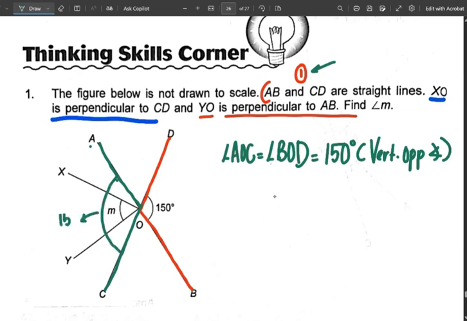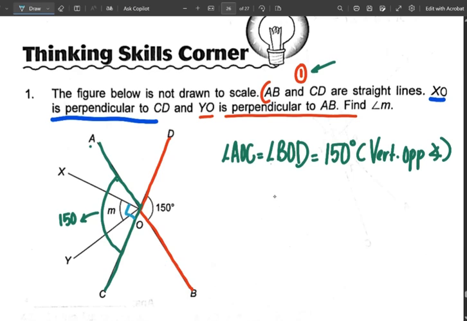150 degrees. Do you all remember the right angles that we talked about just now? There are 2 right angles that we talked about, right? The first one is XO to CD, so it's this part over here. Can you all see this one?